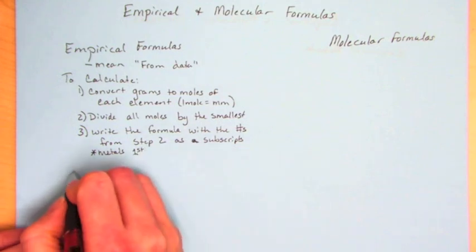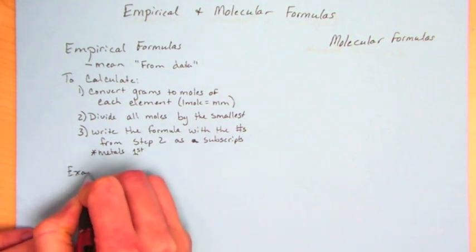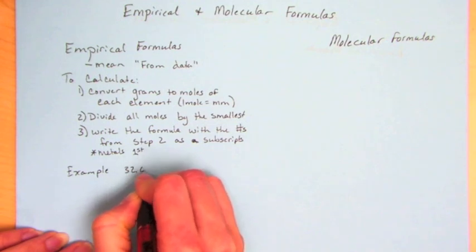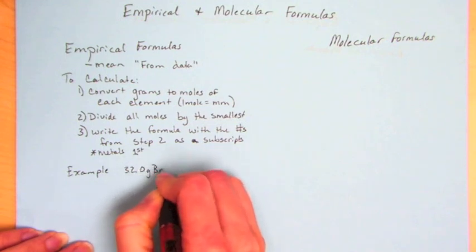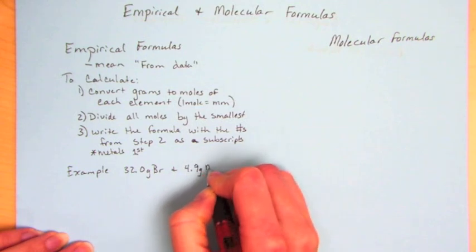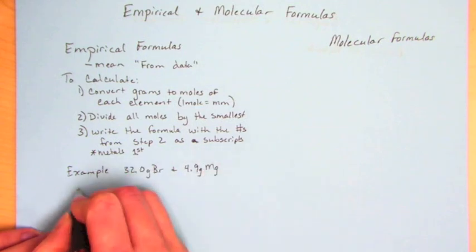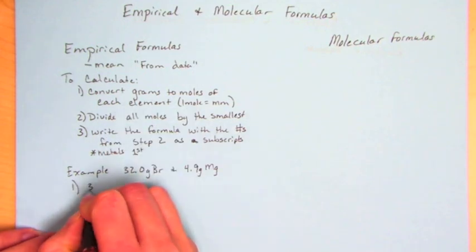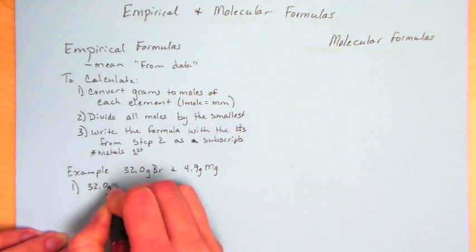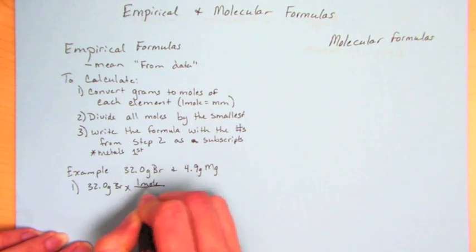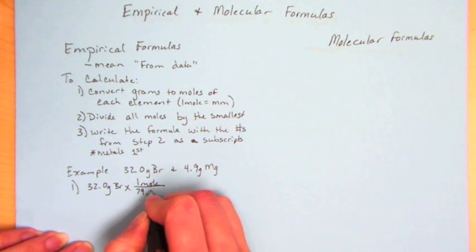So for example, in lab we use 32.0 grams of Br and 4.9 grams of Mg. Step 1, convert each gram to moles. So we have 32.0 grams of Br. I'm going to do 1 mole on top. And the molar mass from the periodic table for Br is 79.904, which gives us 0.4005.